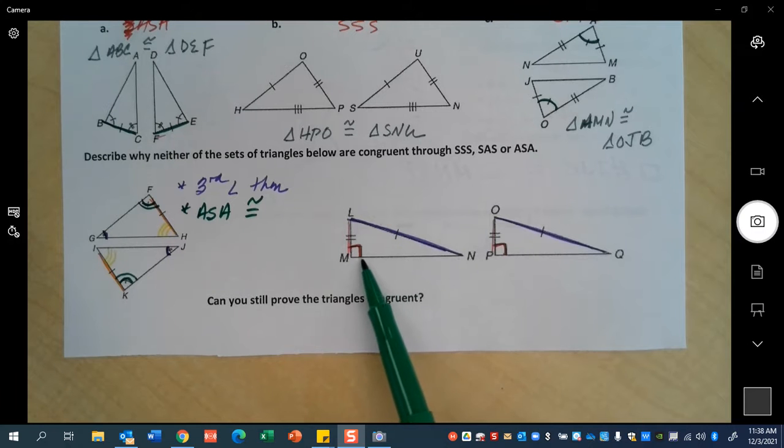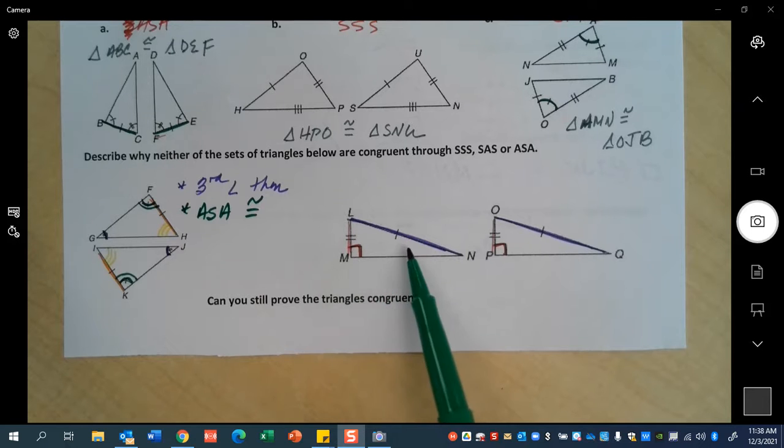I have a right angle. I have this leg, and I have this hypotenuse. What do I know about right triangles? Should we phone a friend? What friend could we call about right triangles? He loves them. Let's call Pythagoras.